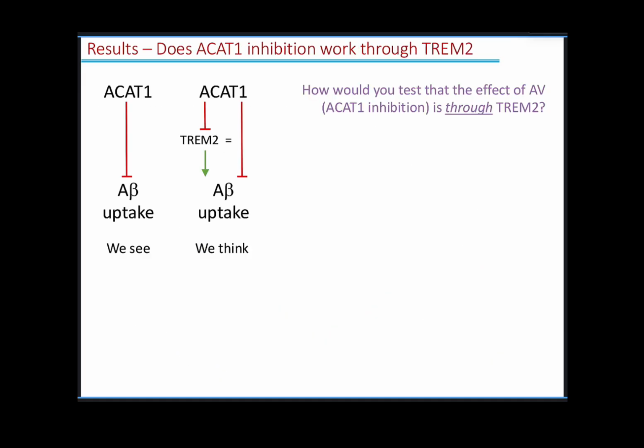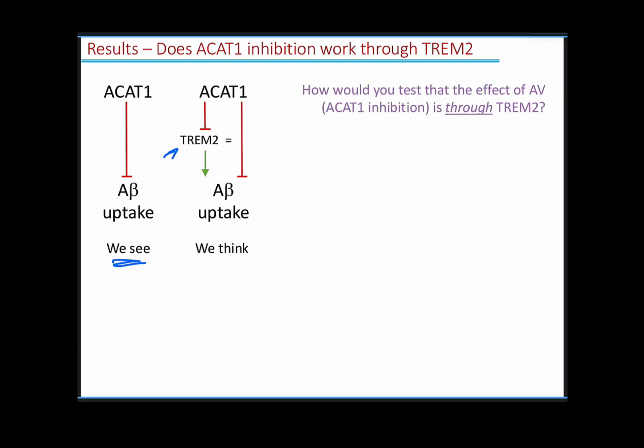Questions or comments, anyone? So now we have that ACAT1 inhibits A-beta uptake in microglia. How do we know that? Because when you inhibit ACAT1 with AV, A-beta uptake goes up, as long as you give them 10 or 15 micromolars or more. So that's what they see, that's what we see. And what the authors think is that that may be mediated by TREM2. So they know that TREM2 is important for uptaking A-beta. So what they're hypothesizing is that ACAT1 is inhibiting A-beta uptake through inhibiting TREM2.